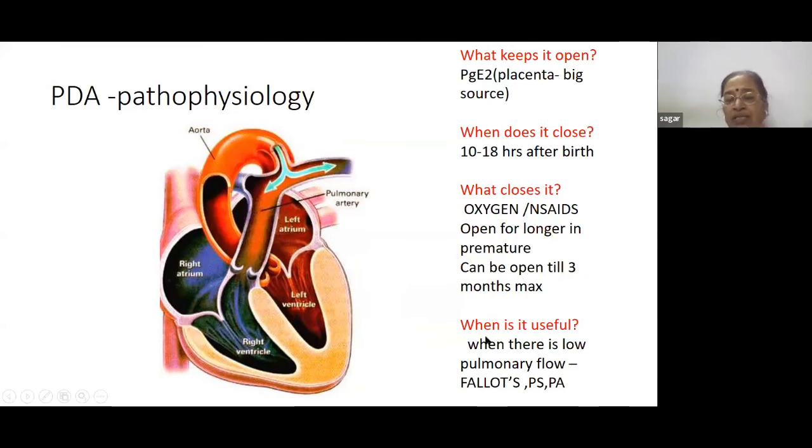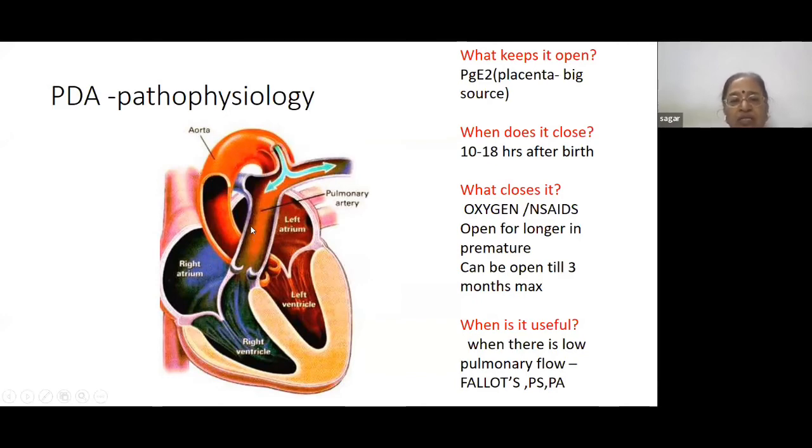Okay. When is it useful to have a PDA? When you don't have pulmonary flow at all. Suppose you have pulmonary atresia, Fallot's with severe PS, which is very bad, then it's good to have a PDA, because at least some blood will go into the lungs. Sometimes, you remember your Fallot's tetralogy correction surgeries, one of them was to create a PDA because you had to oxygenate some blood. So this is what we must remember, that it's something that has to close at birth but is kept open.